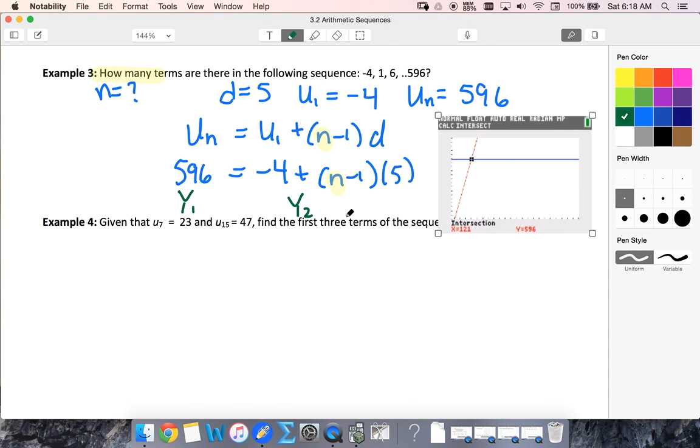So now I know that how many terms are there in the sequence? There are 121 terms. And remember, answer word problems with sentences. 121 terms.